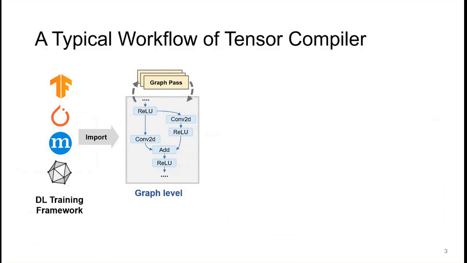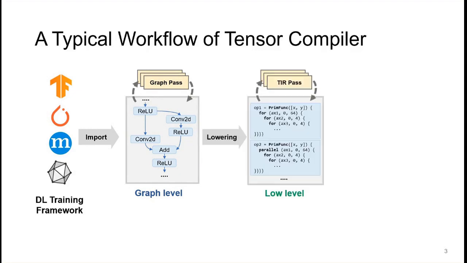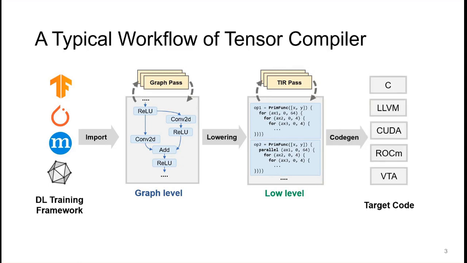A typical workflow of tensor compilers includes three parts. First, the compiler translates a trained model into its graph-level IR and performs graph-level passes, such as simplifying algebraic expressions. Next, the graph IR is lowered into a low-level IR, for example, TIR in TVM. At this level, the IR looks like C, which allows the compiler to perform low-level optimizations, such as vectorization. Finally, the low-level IR is translated into the target code.